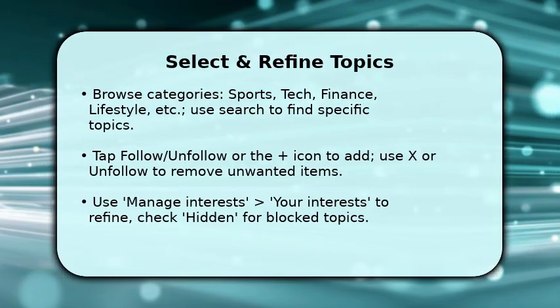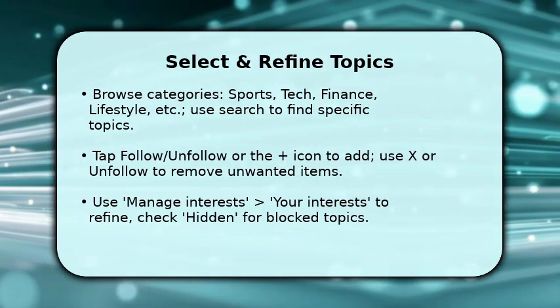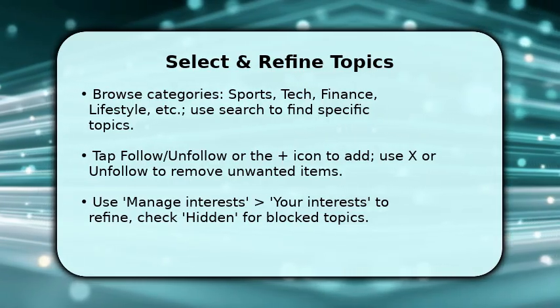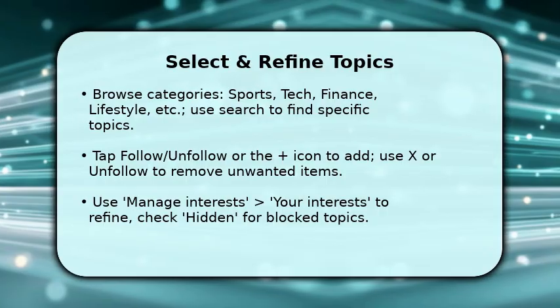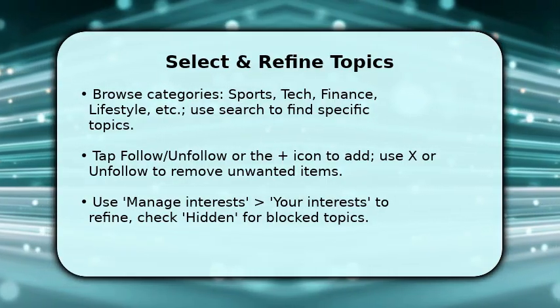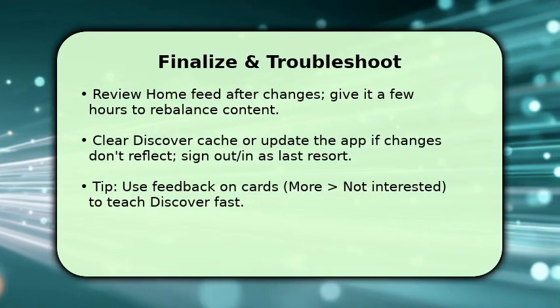If a topic floods your feed, tap Unfollow or remove it from your topics. Also check the hidden list to restore mistakenly hidden interests. Keep adjusting until the feed reflects the balance you want. Finish by reviewing your Discover feed and letting Google recalibrate.